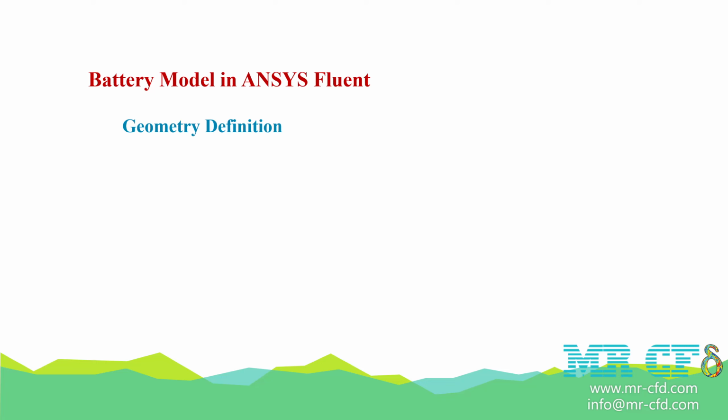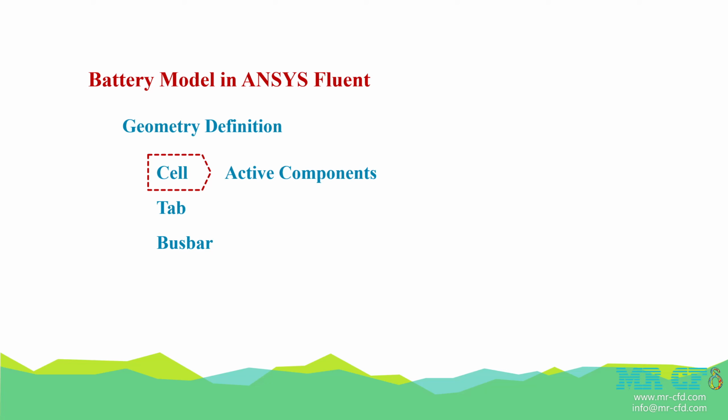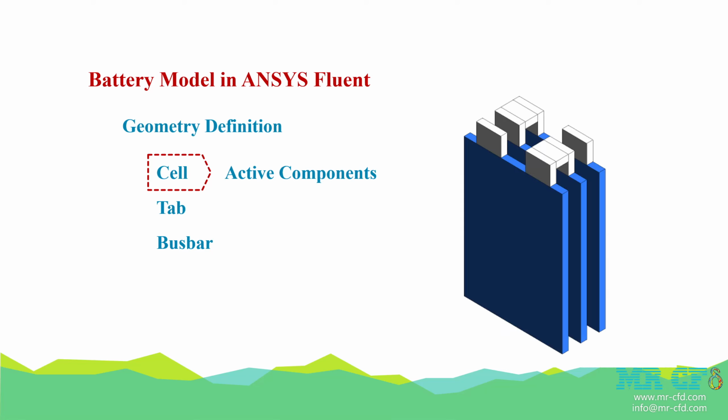In battery simulation, the battery is regarded as a homogeneous body. In other words, the computational domain does not need to include all layers present in the battery. The zones have to be identified in the computational domain, including the cell, tab, and busbar. Battery cells are known as active components. Active zones are the components of the battery where electrochemical reactions occur.